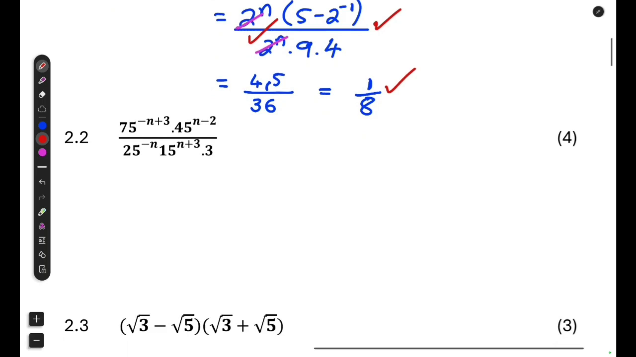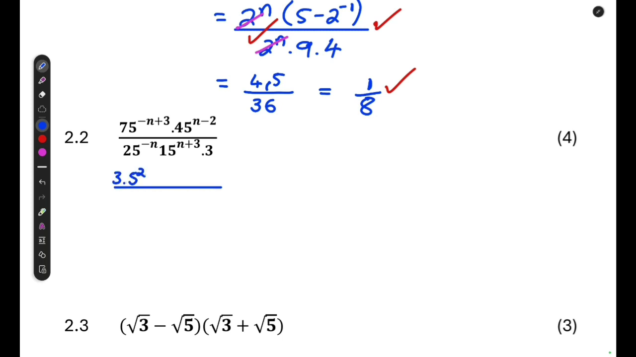Okay. Now, 2.2. This looks very big. So the first step you are going to do is you are going to factorise each of those 4 bases. So my calculator will tell me that's a 3 times 5 squared, and then minus n plus 3. The next one would be 9 times 5, so that would be 3 squared times 5, and then to the power n minus 2. Bottom one is just 5 squared. And then this one is 3 times 5 to the power n plus 3.